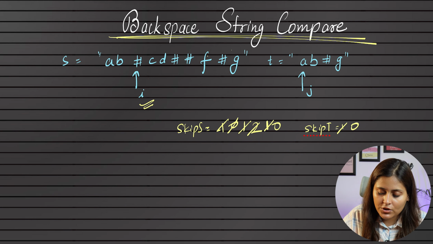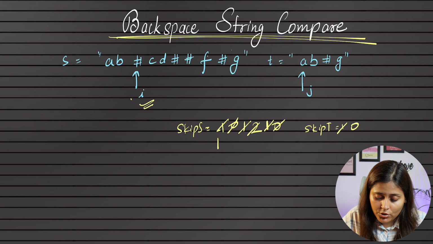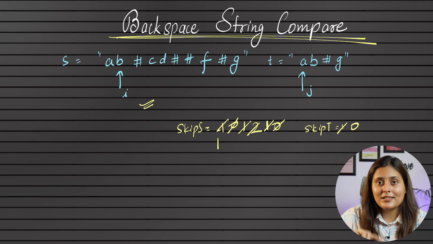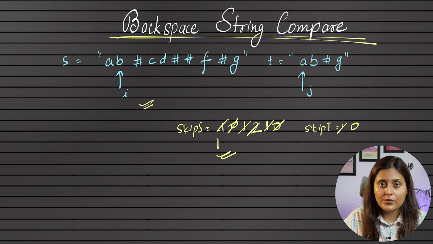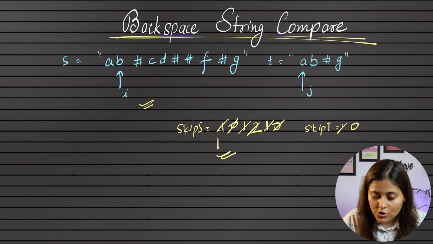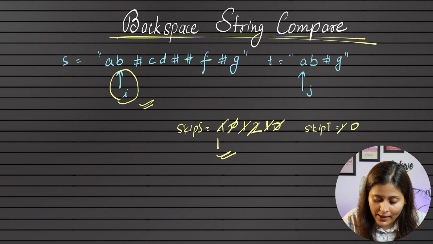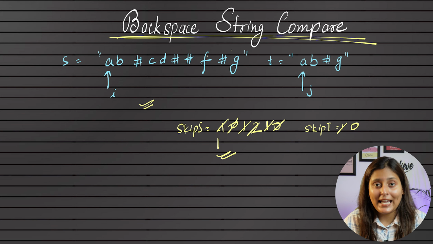Again hashtag. So skip will become 1, yes. So now what we'll do? Skip will become 1, so we will decrease this at B. Now is this B a good character, like a valid character? No, it is not. Why? Because our skip is still positive, so we will undo this. As we undo this, again we do I minus minus and it will point to A.